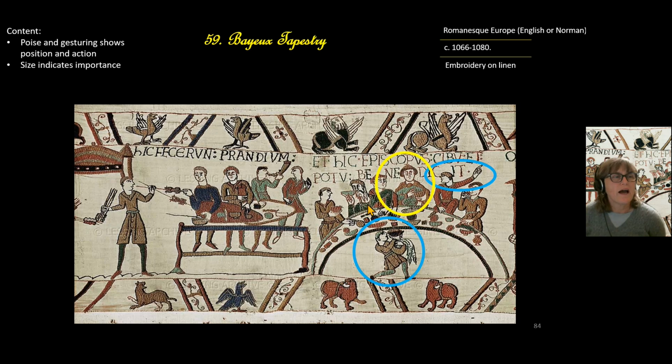More content, we have this posing and this gesturing that tells us what people's positions are and how important they are. So first, Bishop Odo is bigger than everybody else, and we know that hierarchical scale is used to show people's importance. And then this guy here below the table, look at his action. He's a servant serving. And then this guy, look at his action. He's got a hand up. So maybe he's a messenger, but he's clearly talking to Bishop Odo.